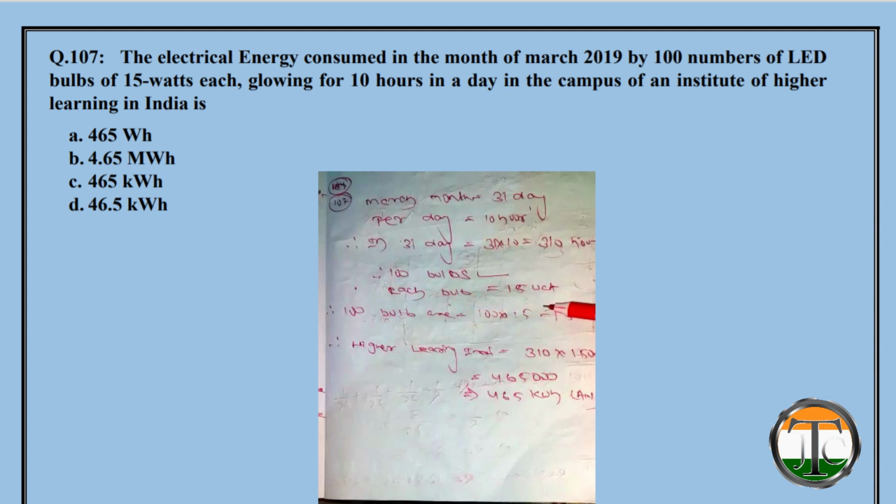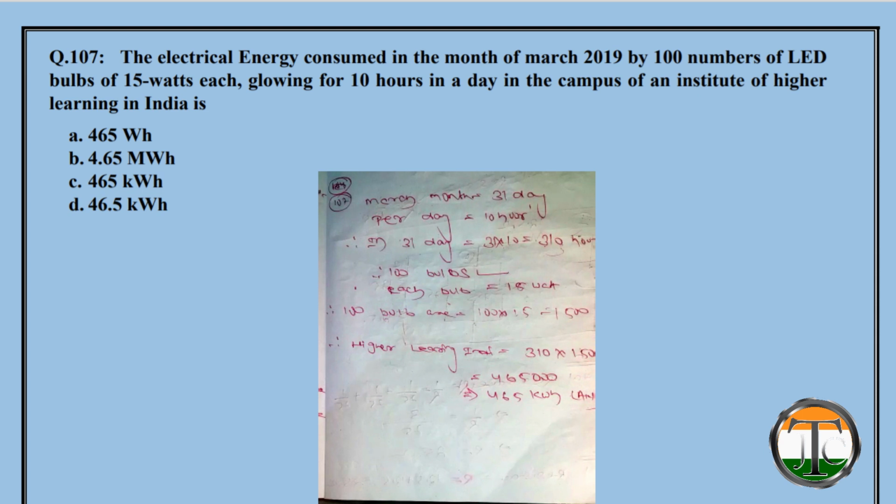Each bulb is 15 watt. So what is the total bulb rating? Now 100 into 15 is equal to 1500. Then the total energy consumed is equal to 310 into 1500, which is equal to 465,000 watt hour. Then the answer will be 465 kilowatt hour. So option C is the right answer, that is 465 kilowatt hour.